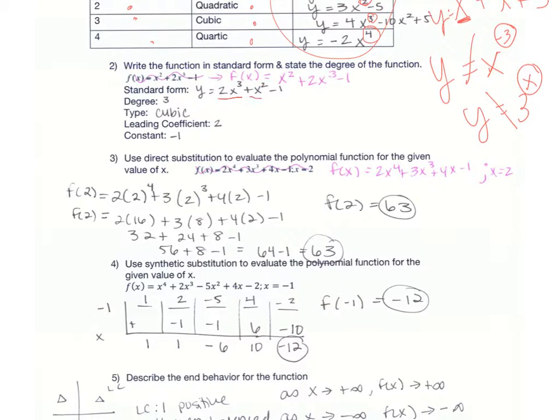To write in standard form, make sure that the term with the highest exponent comes first. So it's 2x cubed plus x squared minus 1. The degree is 3. Type then is cubic. Leading coefficient is the number only, in front of the leading term. Constant is the last number, the number by itself.